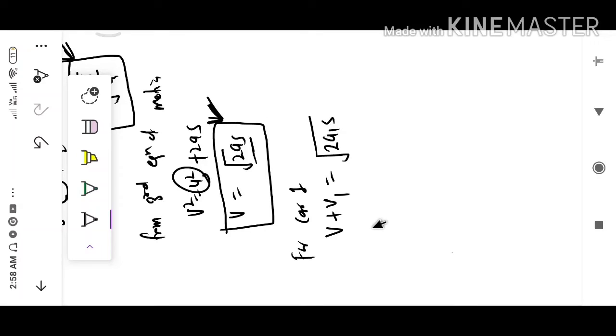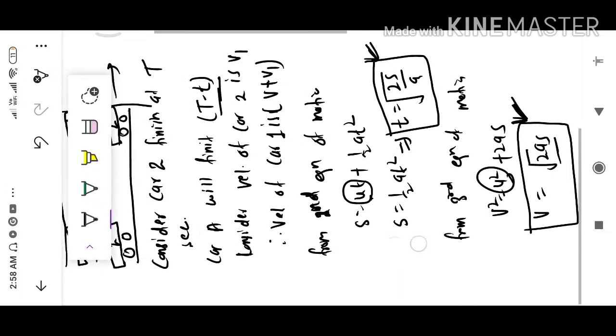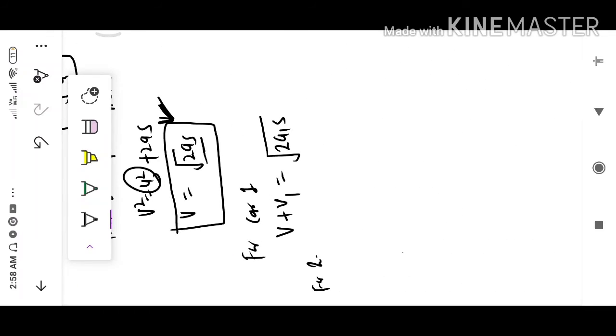And for car 2, I will write here: what is the velocity of car 2 that we have assumed? It is v1. So I can write v1 is equal to root 2a2s. Now subtract these two equations.